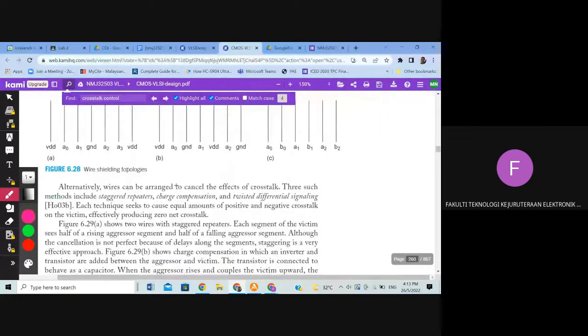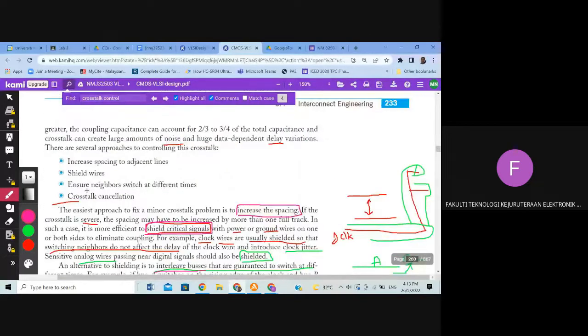And I think that's all about the method. Number one, increase spacing, shield wire, and ensure the neighbors switch at different times.